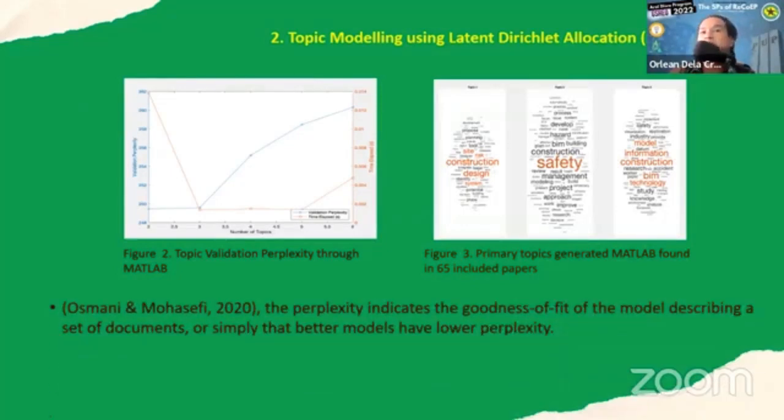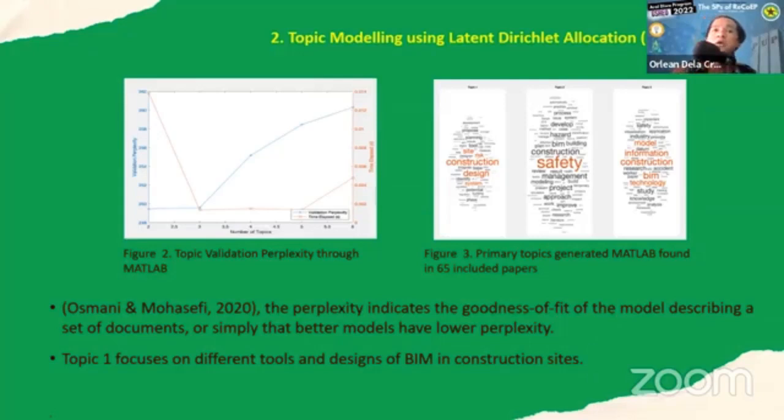So this is from Osmani and Mohasefi 2020: the perplexity indicates the goodness of fit of the model describing a set of documents, or simply that better models have lower perplexity. So you can see here, when I ran it in MATLAB, before I made the topics, I first used the number of topics. Then what was seen here is 3. So I will have 3 topics with this time elapsed. That means with 3 topics, writing the literature review will be easier for me.